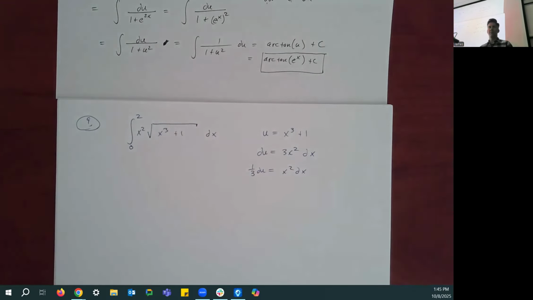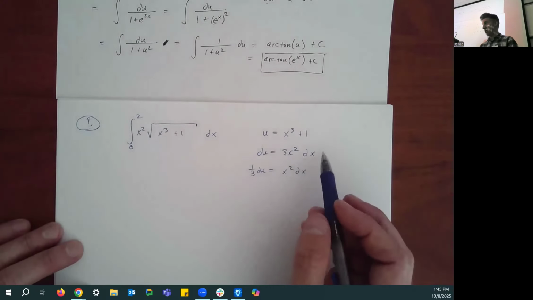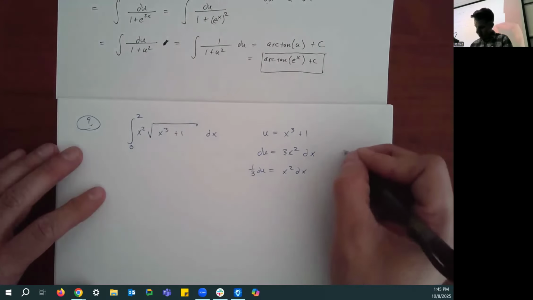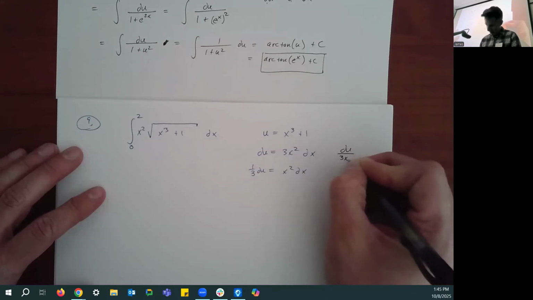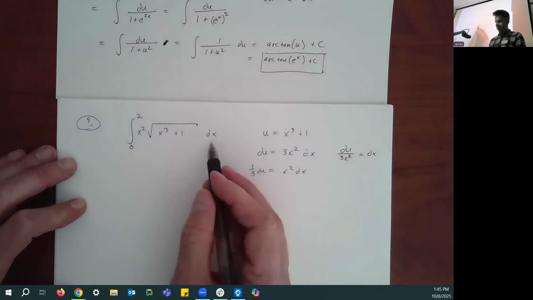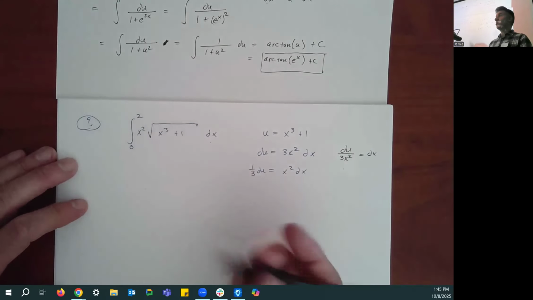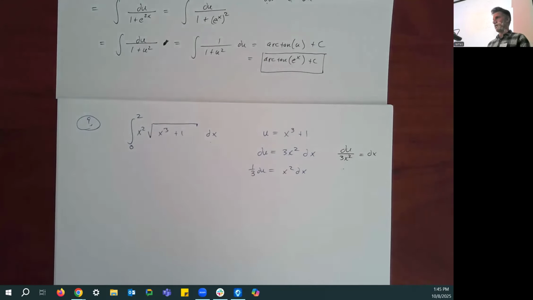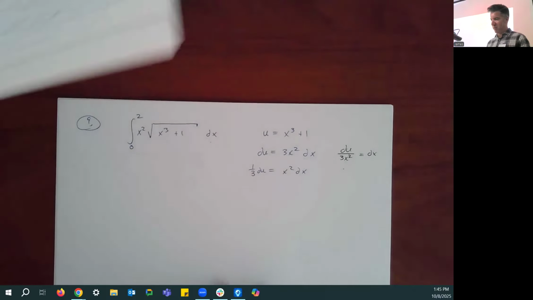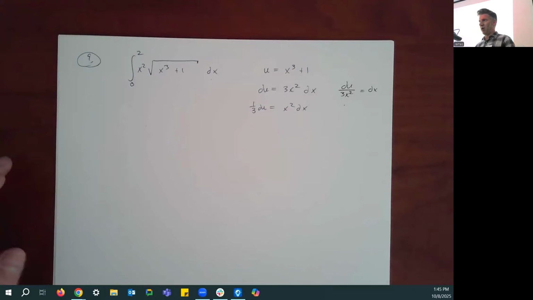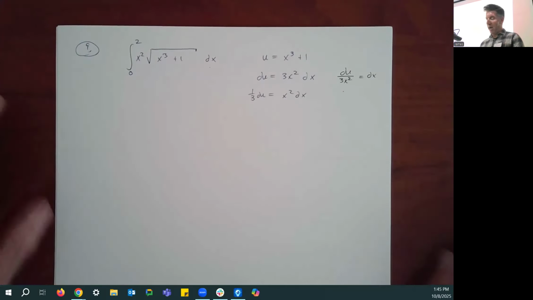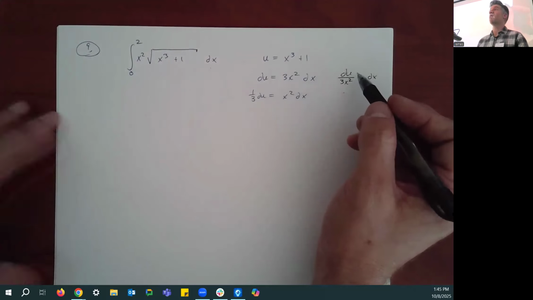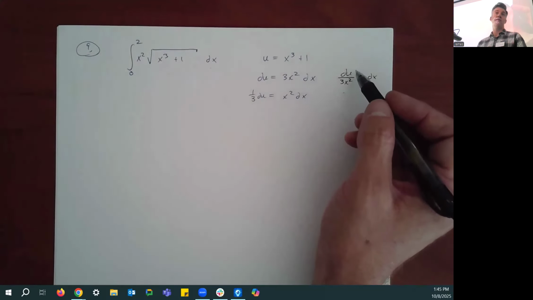I will point out some people, not me, like to isolate dx completely. They would say du divided by 3x squared equals dx, then replace the dx with that and cancel the x squared. That's also a fine way of doing it, as long as things work out nicely. But if the derivative doesn't show up exactly like this, it's harder to make things work out the right way. So I don't prefer this, but you're not me. You should do whatever works best for you.